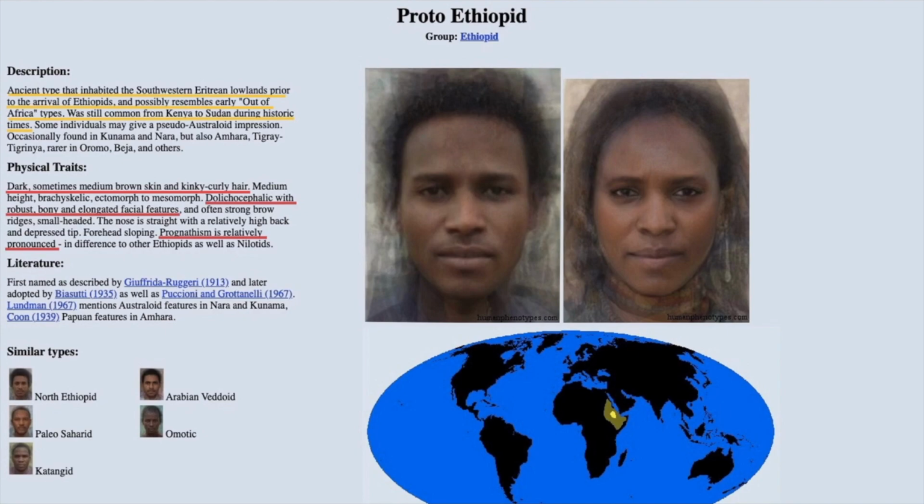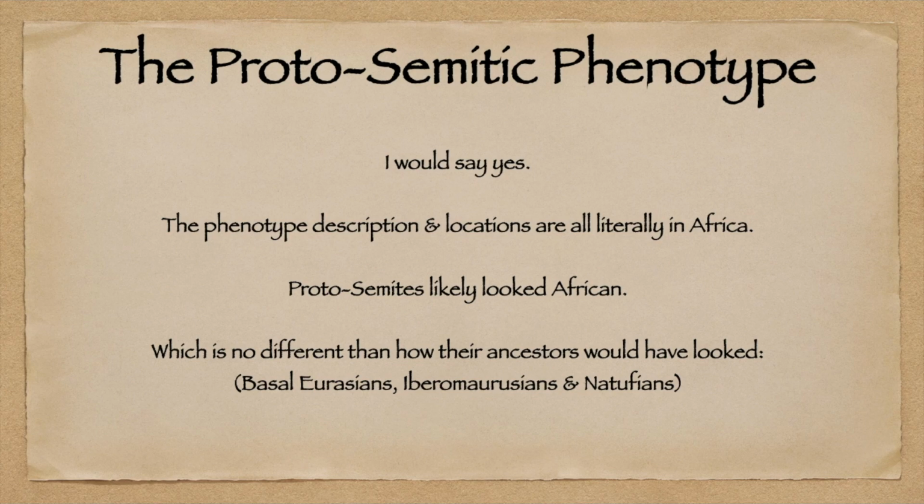The best example could possibly be the Proto-Ethiopic type, an ancient type that inhabited the southwestern Eritrean lowlands prior to the arrival of Ethiopians and possibly resembled early out of Africa types. It was still common from Kenya to Sudan during historic times. Dark, sometimes medium brown skin and tight curly hair, dolichocephalic with robust, bony, and elongated features. Prognathism is relatively pronounced. This is kind of what I would say a Proto-Semite would look like from everything that we've just read. So, I would say yes, the phenotype, description, and location are all literally in Africa.